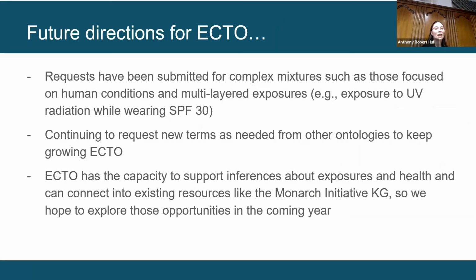There are lots of people asking for complex mixtures, and things like human conditions that we have not quite delved into yet. People are wondering about exposure to poverty or exposure to homelessness, what does that look like, and how can we provide terminology for that is of interest to us. Multi-layered exposures, like if you went and stood outside and you're wearing sunscreen, what does that exposure really look like if you have some level of protection potentially? So lots and lots of things that we're trying to ruminate on. If you have thoughts or feelings on these, please feel free to engage on our issues.